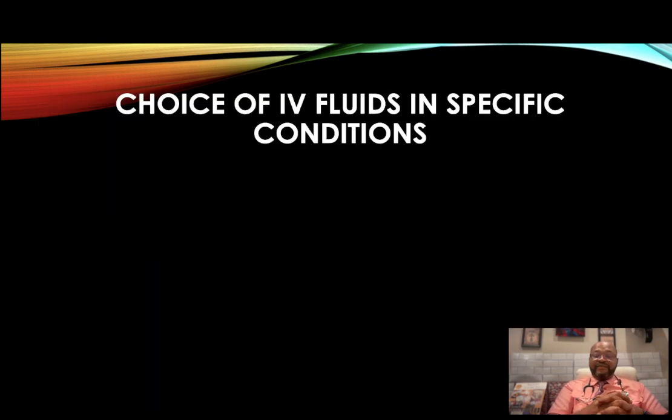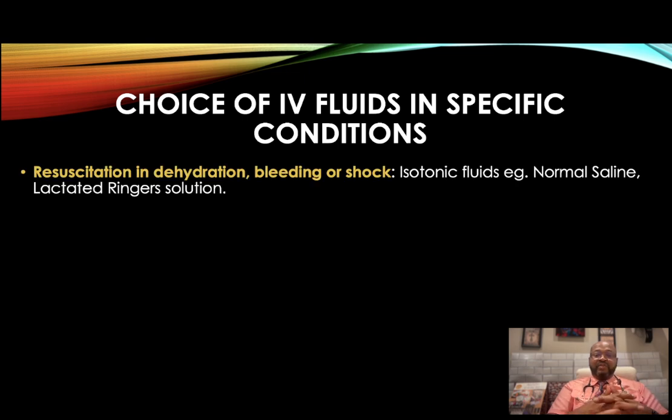So how do you choose IV fluids in specific conditions? Well, considering osmolarity, again, I already said that the goal is to try to administer IV fluids that are isotonic or isosmolar with plasma, so that there will be less fluid changes. But in certain situations, we have to use certain kinds of fluid. For resuscitation in dehydration, bleeding, or shock, isotonic fluids like normal saline and lactated Ringer's are preferred.